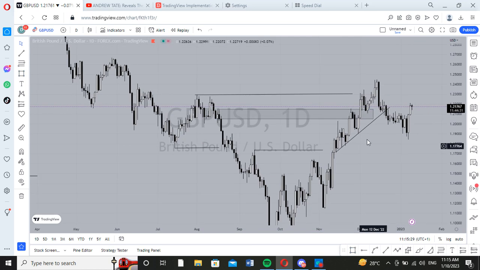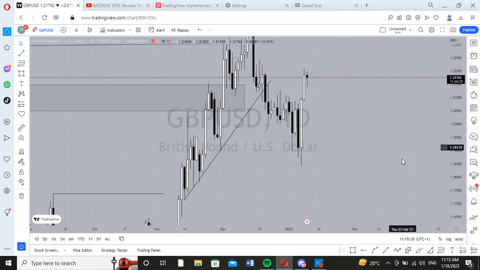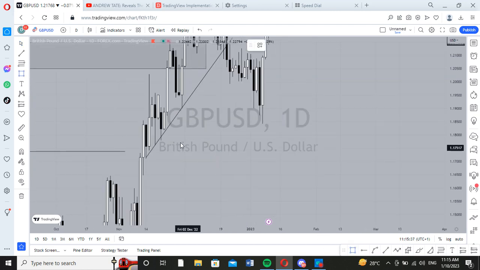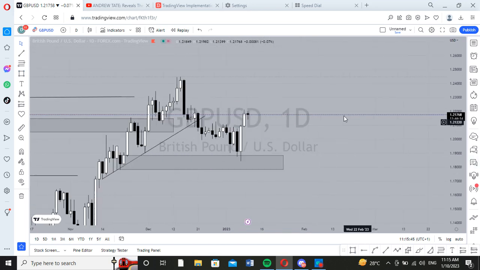Supply was violated, and we have liquidity right there. It just grabbed the liquidity, and what did it mitigate? The demand was responsible for violating our supply right here. So it mitigated the demand, and you can actually see it going higher. So what is it targeting? It is targeting buy stops resting on this high.